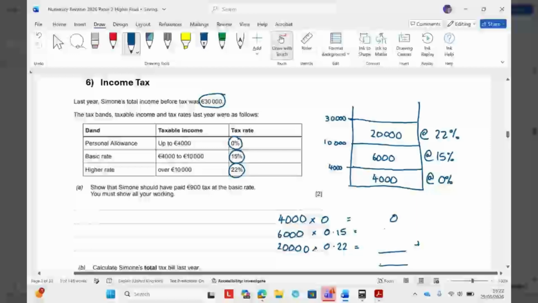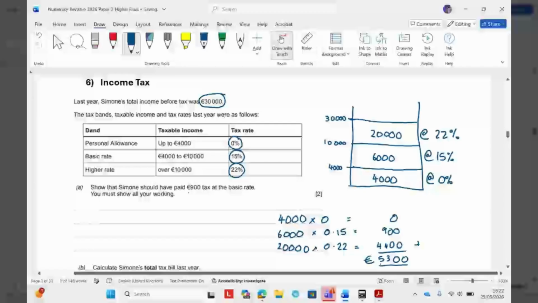15% of that, I believe, is 900. Sorry if it's not. 22% of that would be 2,000, 4,000, 4,400 maybe, right? Added together, you get 5,300 euros is her tax, okay?